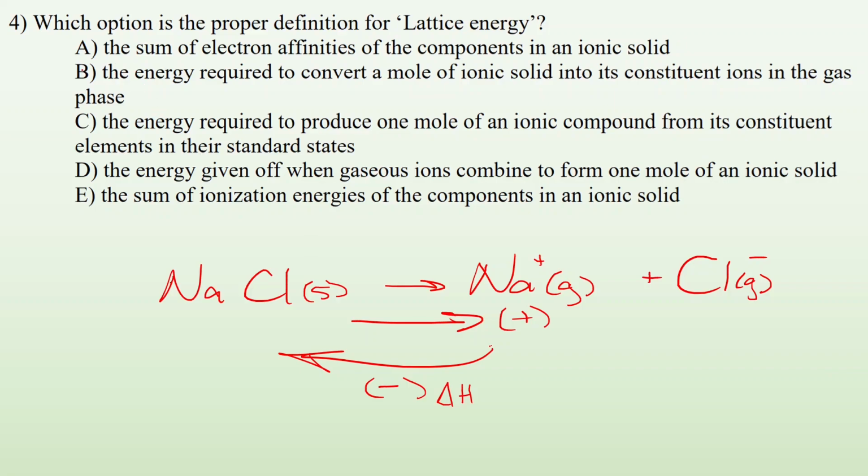So for example, like choice B, the energy required to convert a mole of ionic solid into its constituent ions in the gas phase. Yeah, so this is going to be energy required, tells us it's a positive delta H. So that makes sense. But then if we also take a look at option D, it's the energy given off when the gaseous ions combine to form 1 mole of ionic solid. This is also good because it's saying it's giving off energy, so it's a negative delta H.